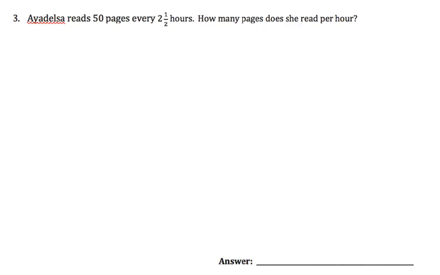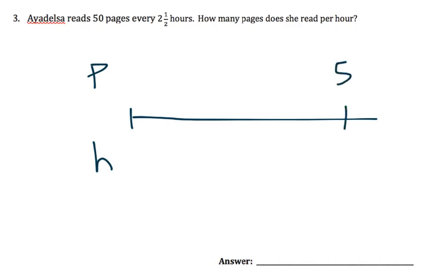Iadelsa, which Microsoft Word doesn't recognize as a name, even though it's a wonderful name. Iadelsa reads 50 pages every 2.5 hours. How many pages does she read per hour? So this problem is very similar to the ones we've been doing. I'm going to set it up with pages and hours. And Iadelsa reads 50 pages in 2.5 hours. But I'm going to write 2.5 like this, 5 halves. And we're looking for 1, which is going to be somewhere over there. How many pages does she read per hour?